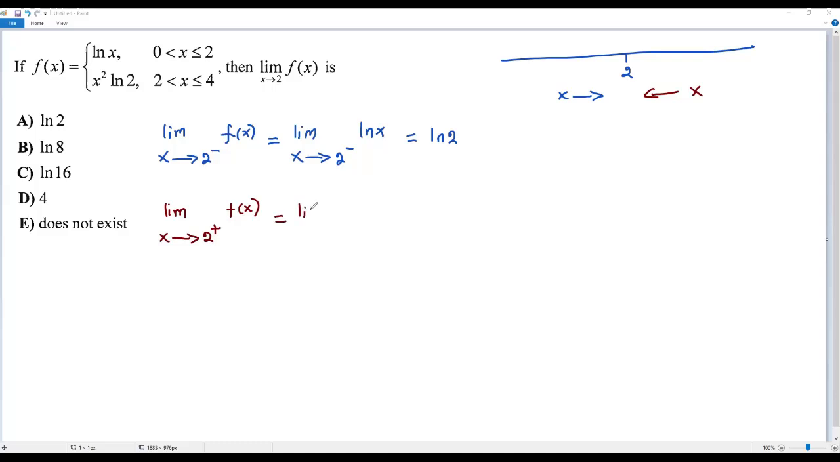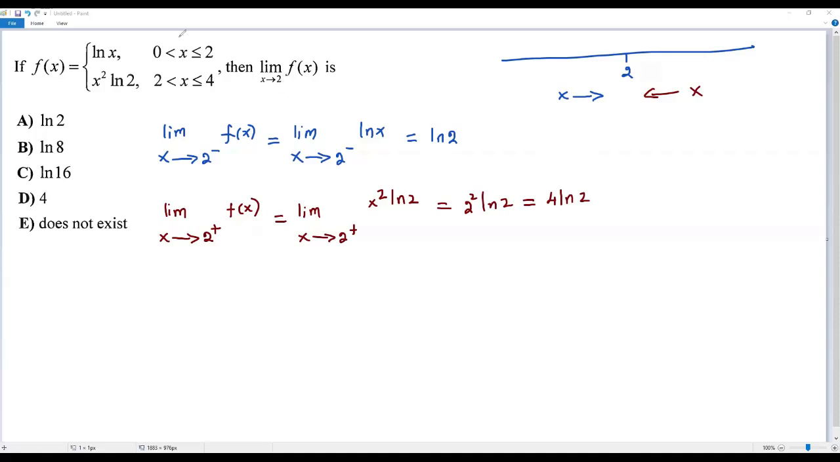Let me do it. Limit as x approaches 2 from the positive side. So for f of x, we have to plug in the second piece, that is, x squared times ln 2. As I said for the negative sign, this positive sign will do nothing with the calculation part. So now we have to plug in the given limit of x, that is, 2 for x over here. Then I'm getting 2 squared times ln 2. So the evaluation of 2 squared is 4. There it is, 4 times ln 2. Now I have evaluated the right side limit as x approaches 2.